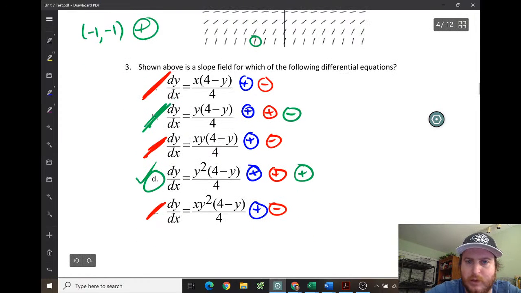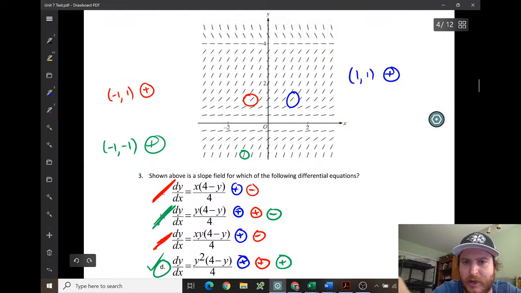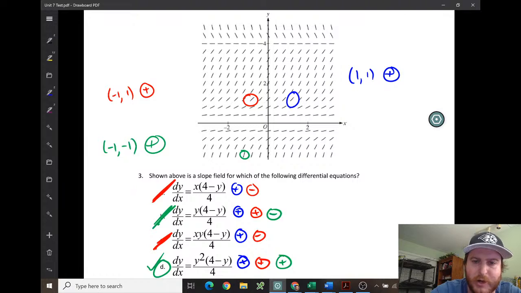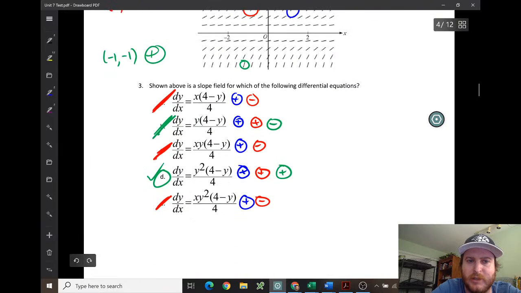Right. So again, that's kind of the way I like to do it. Some people will look at the 0, this line, and see what's above it and what's below it and try to figure it out, but it always works if you just go one quadrant at a time. You'll always get to your answer. It just might take a little bit longer.